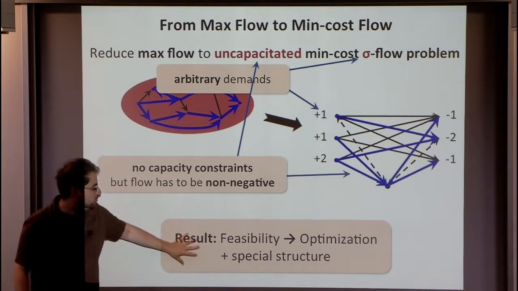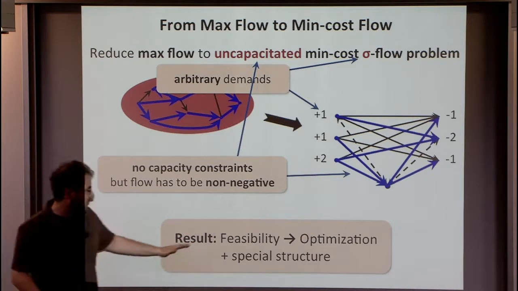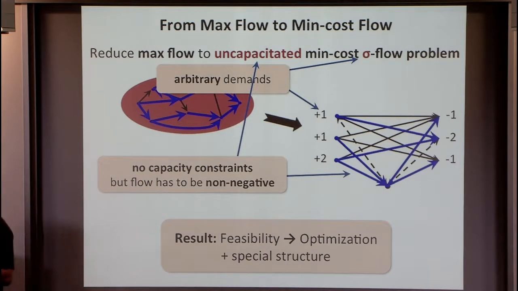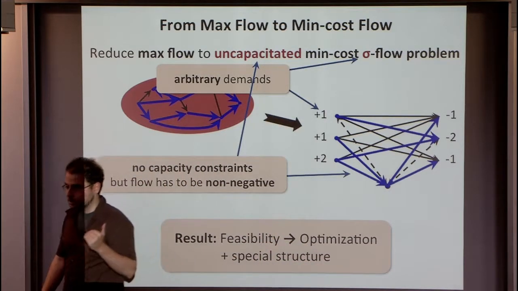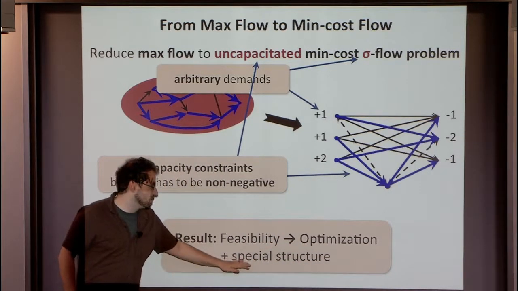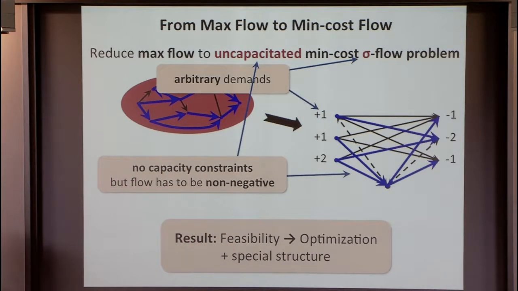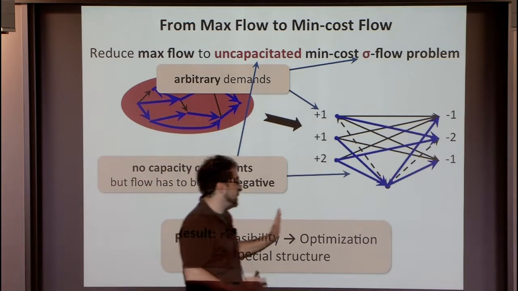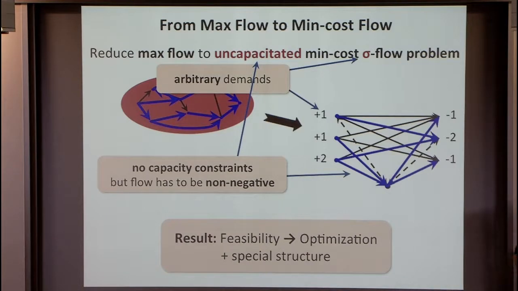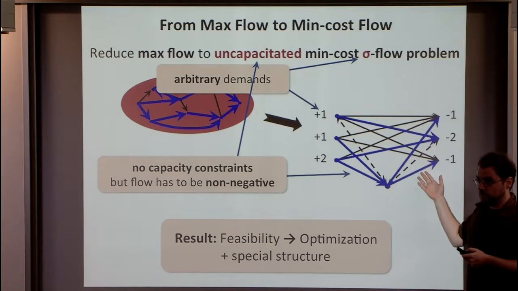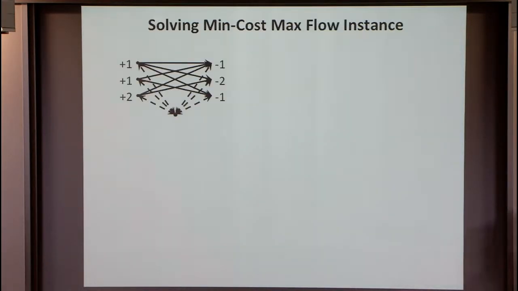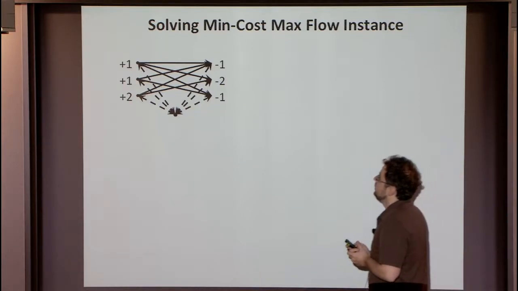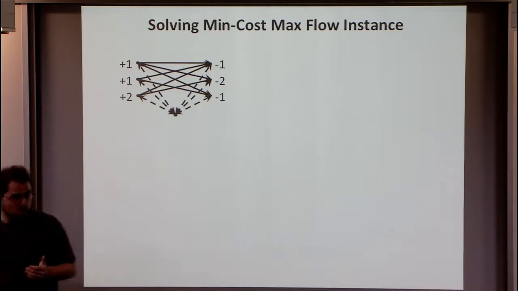Okay, and why did we do it? One reason is that max flow is essentially a feasibility question, at least in its general form, and we want to change it into an optimization question. Now we are just minimizing some cost of flow, and we also get special structure. We don't have to worry about capacities. The only thing we have to enforce is non-negativity of the flows on the arcs, which are directed. And now the demands can be arbitrary, as opposed to just S. So now we will solve this min-cost sigma flow instance, and this will be a primal-dual approach.